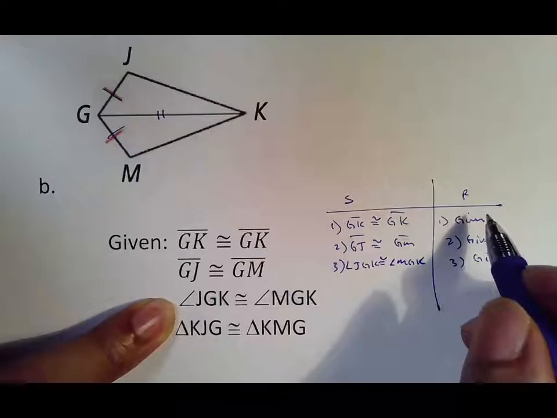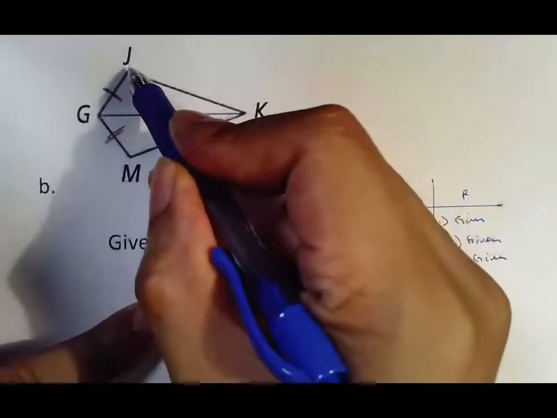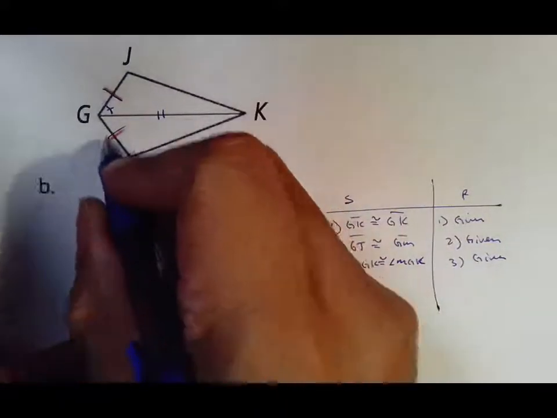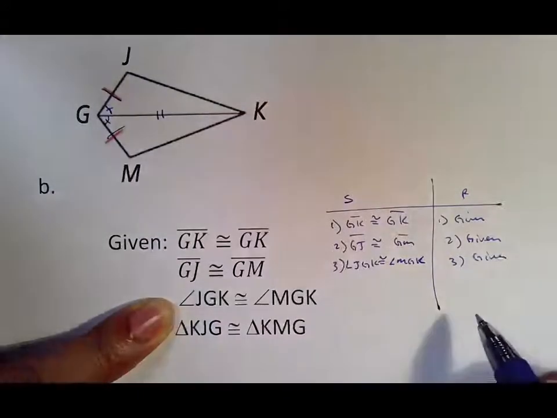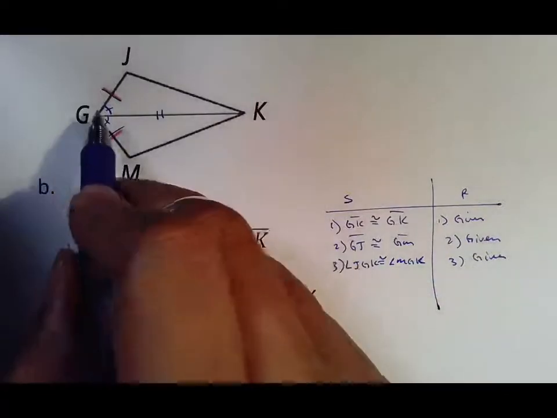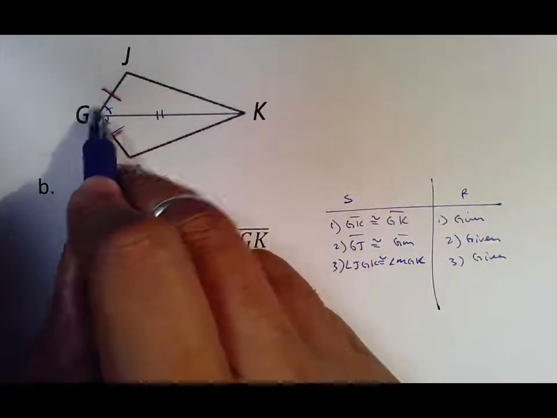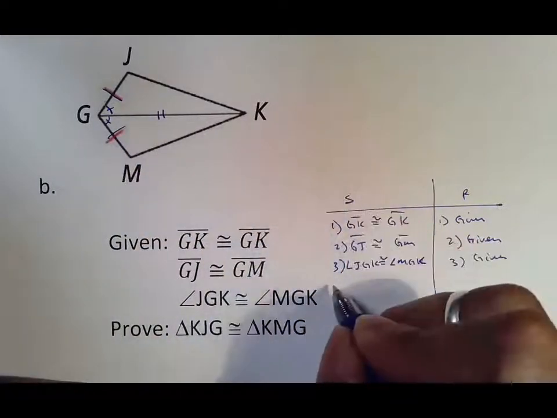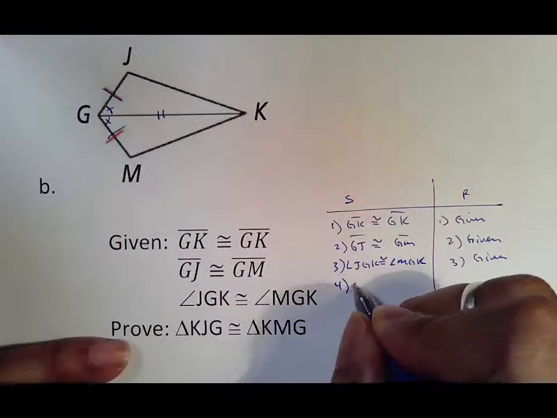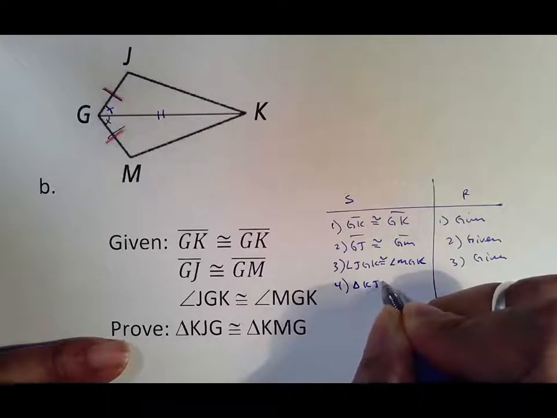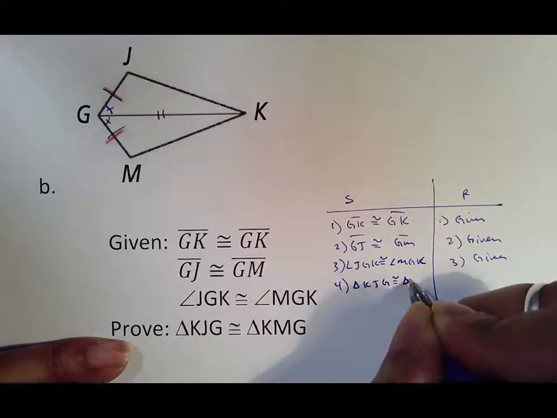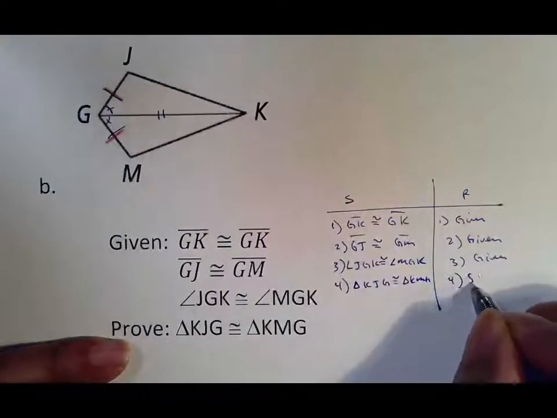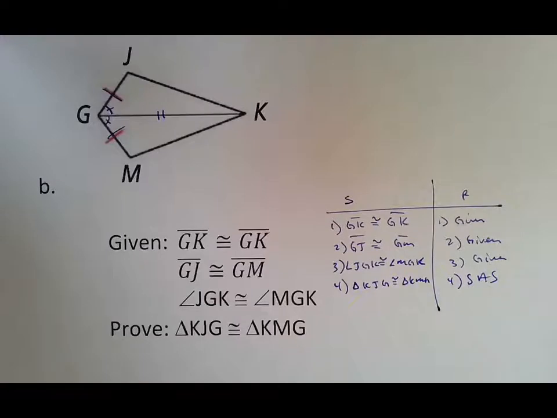Let's find JGK, and this is why naming them is important. JGK is here. MGK is here. And so when you look at that, you've got your side, your angle, your side, side, angle, side going that way also. So therefore we have enough to say in this problem that triangle KJG is congruent to triangle KMG, and again it's because of two sides and an angle, so it would be side, angle, side in that case.